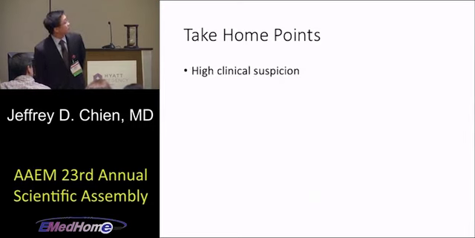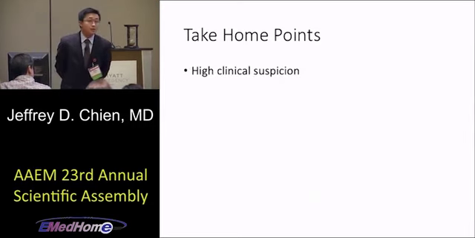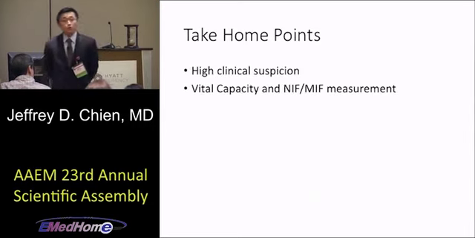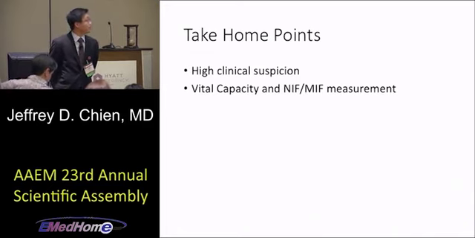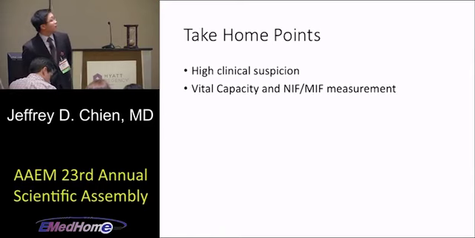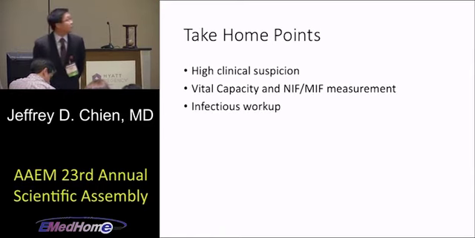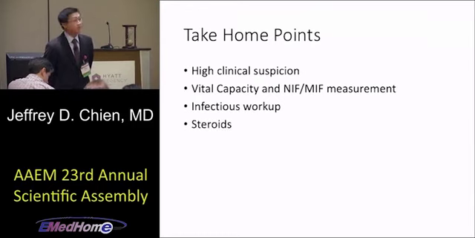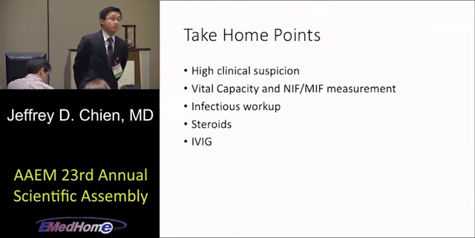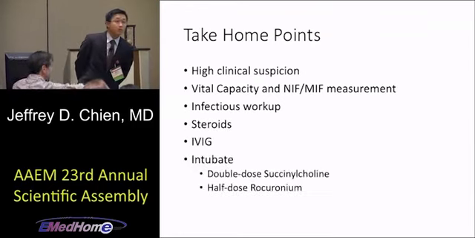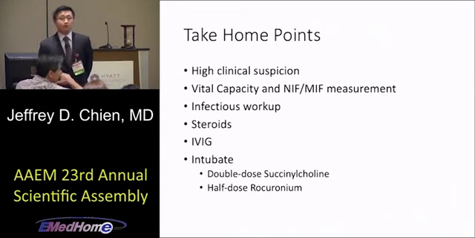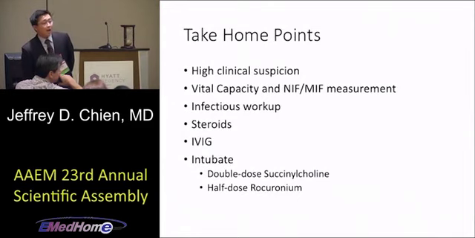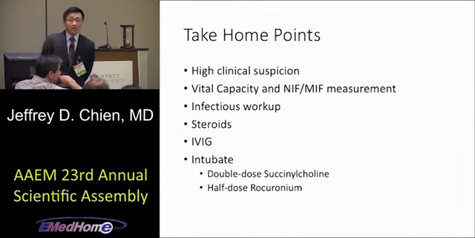But remember, things I want everyone to remember for myasthenic crisis, have a high clinical suspicion. General weakness can often hide that evidence of impending airway compromise. Pulmonary testing, vital capacity and NIFs will actually dictate whether or not you intubate a patient. Do your infectious and metabolic workups, start them on some sort of steroid, any sort of steroid. Consider IVIG or endorse them for IVIG as part of their admission. But double the sux, or go with roc, for their intubation if you've got to take their airway.